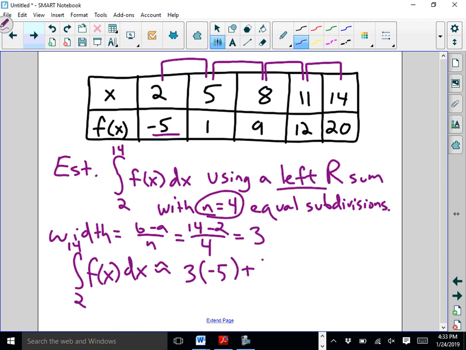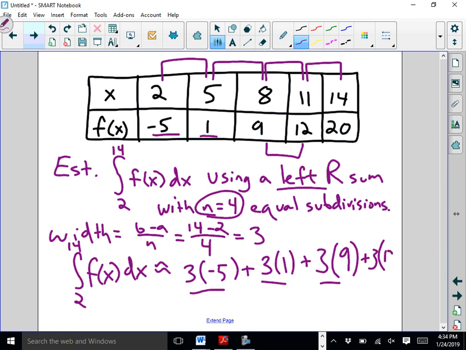And now again, I want to use the left number for my height, 3 times 1. Plus, my next subdivision is this one right here. Again, my base is 3, and I'm going to use the number on the left, 9. Okay, so I've got 1, 2, 3 subdivisions. I have one more to do. My last one, again, is a base of 3, and for the height I'm going to use 12. Notice I never use the number 20, because on a left Riemann sum, we never use that far right height. This doesn't get used for a left Riemann sum.